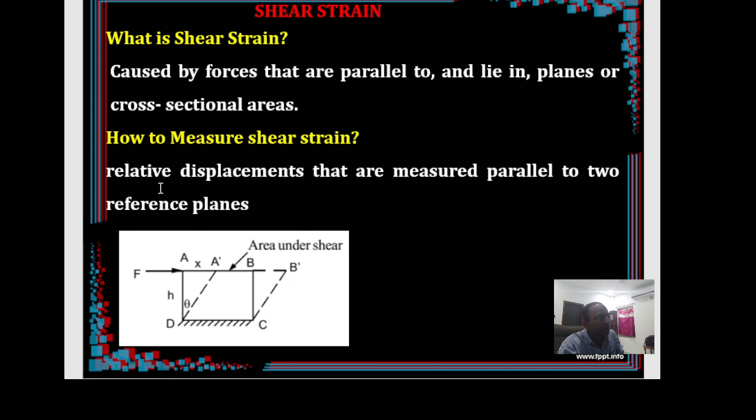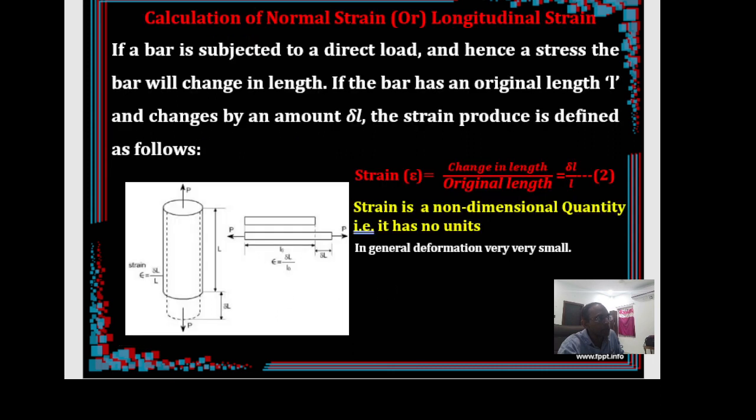Now, how do you measure this? The relative displacements are measured parallel to reference planes. If this is the original, let's say this is one plane, then because of the shear, and generally shear leads to distortion, we previously discussed that shear stress causes distortion of the object. Now this relative displacement, we will call shear strain, right? So the normal strain, longitudinal strain or direct strain, all are the same.